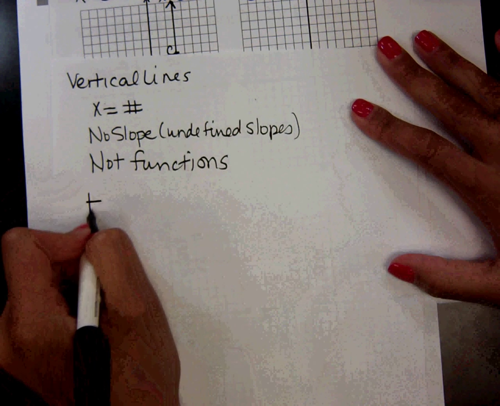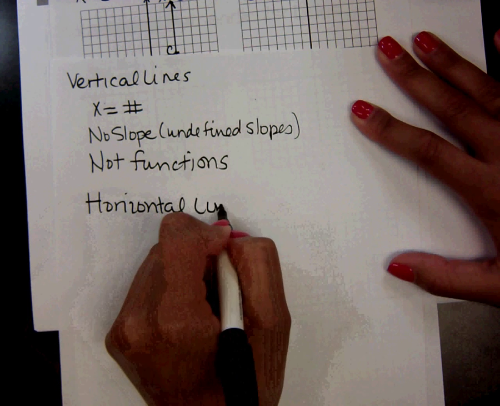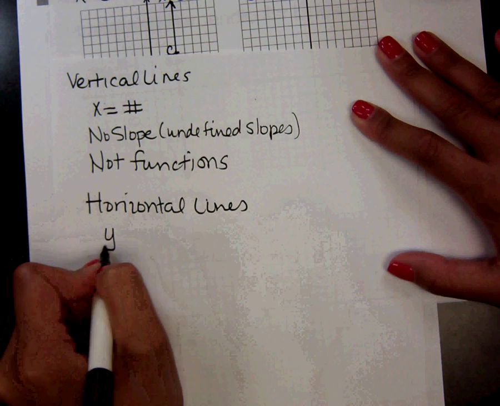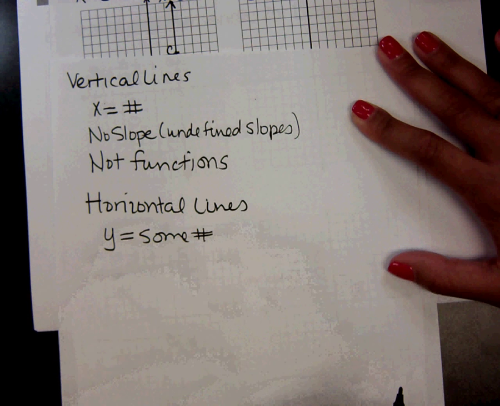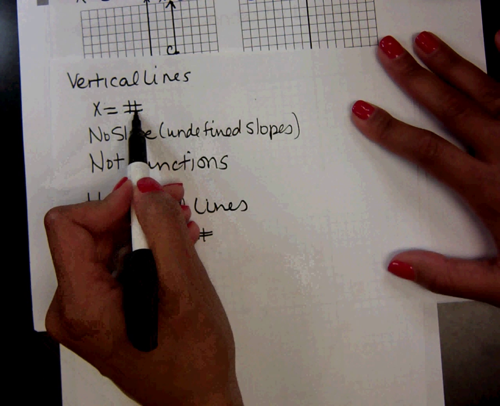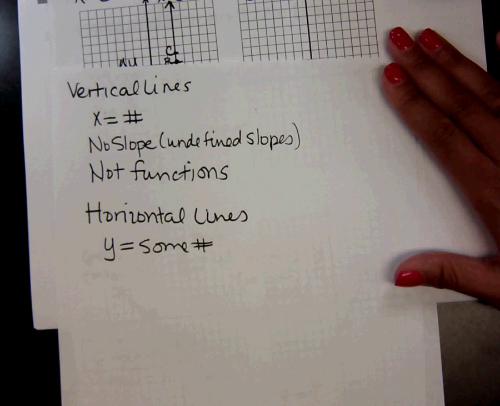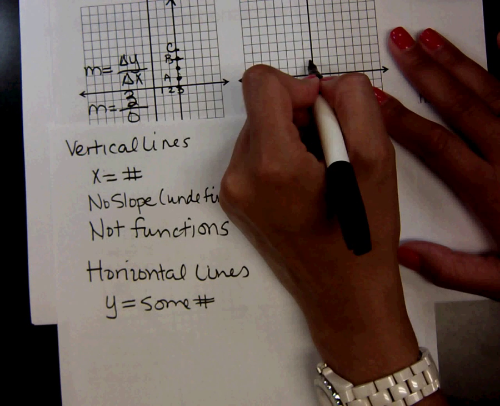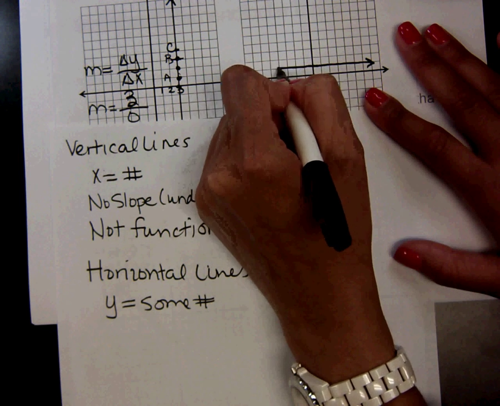Let's talk horizontal lines. What's their form? They're going to be of the form y equals some number. This some number is the place where the graph crosses the y-axis, okay? If it's of this form, let's look at y equals 1. So I would go to 1, graph my line. This is my horizontal line.